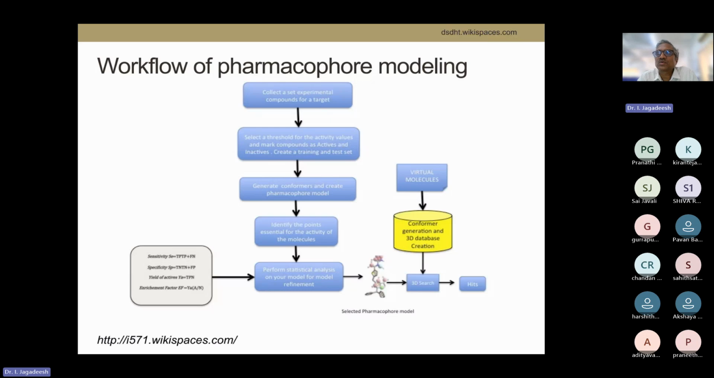Depending upon the scores which are already present in the available data, we are going to say whether it is active or inactive. This data will be used for the machine learning training. So generate the conformations and create the pharmacophore model. Where the actives are present, it will give the idea of which conformations of the ligand will fit into the receptor. Similarly, the inactives will give the training model for the shapes which cannot fit.